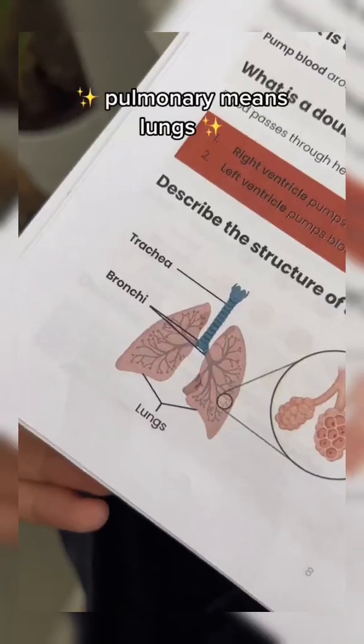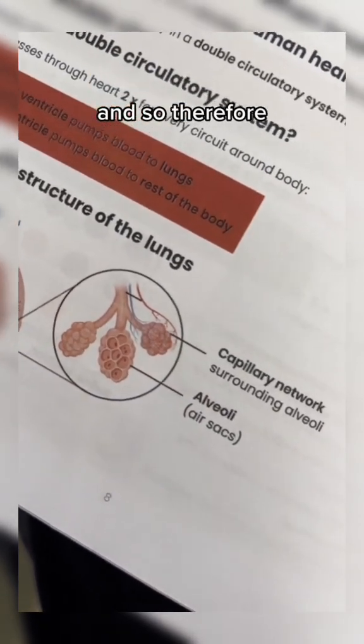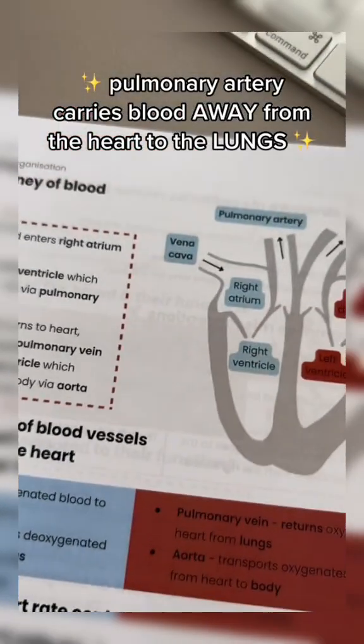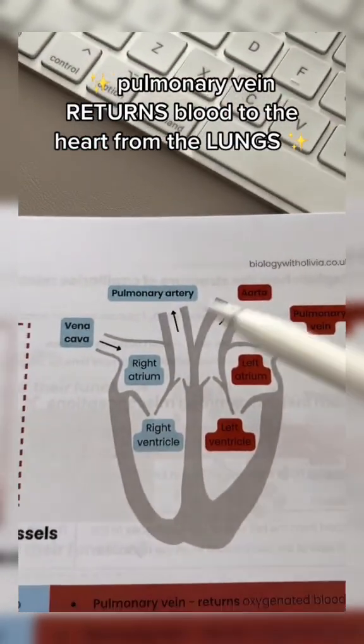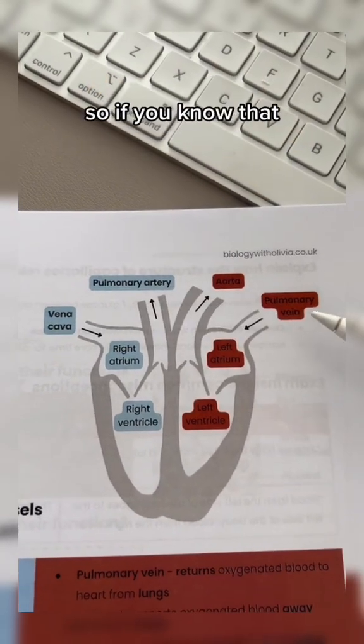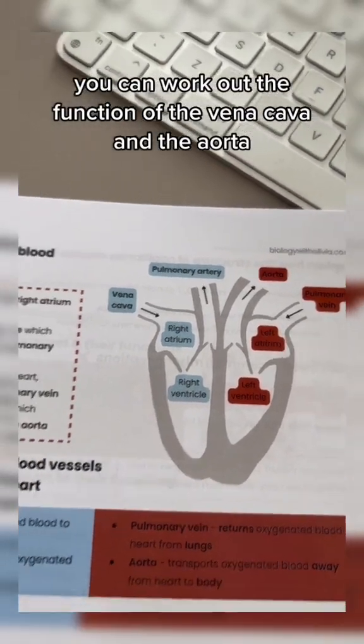Finally, rule 4. Pulmonary means lungs, and so therefore pulmonary artery carries blood away from the heart to the lungs. Pulmonary vein returns blood to the heart from the lungs. And so if you know that, you can work out the function of the vena cava and the aorta.